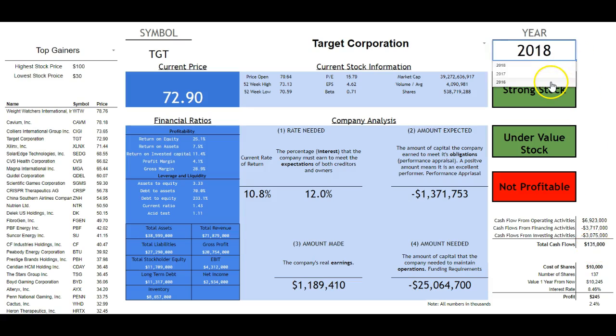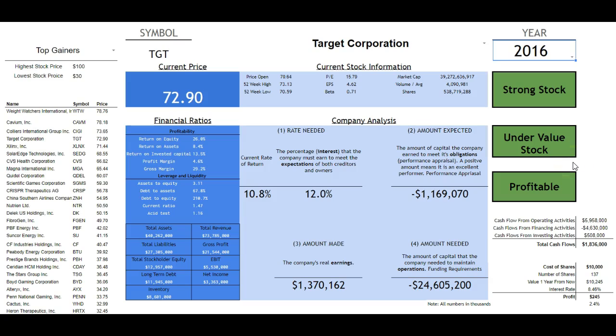Let's check 2016. In 2016, everything is green, meaning the company's profitable, the stock's undervalued. And the reason why it's undervalued is because they're actually very close to the interest rate here, and the price to earnings ratio, the PE ratio, and the earnings per share, and all that. They all come into play. The beta is also very good.